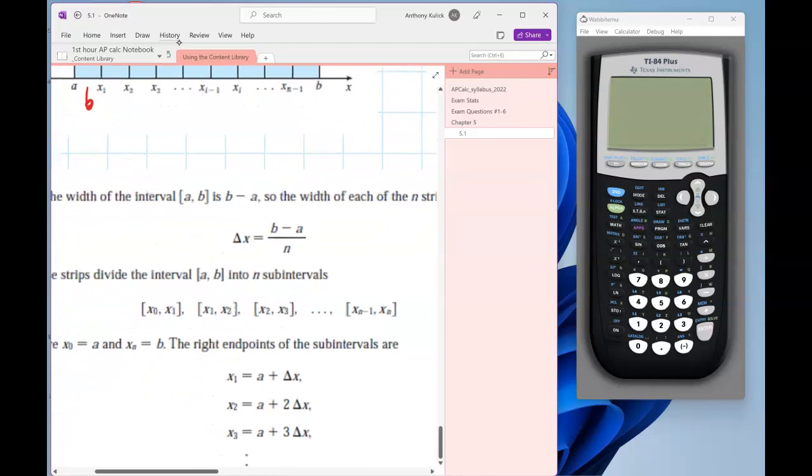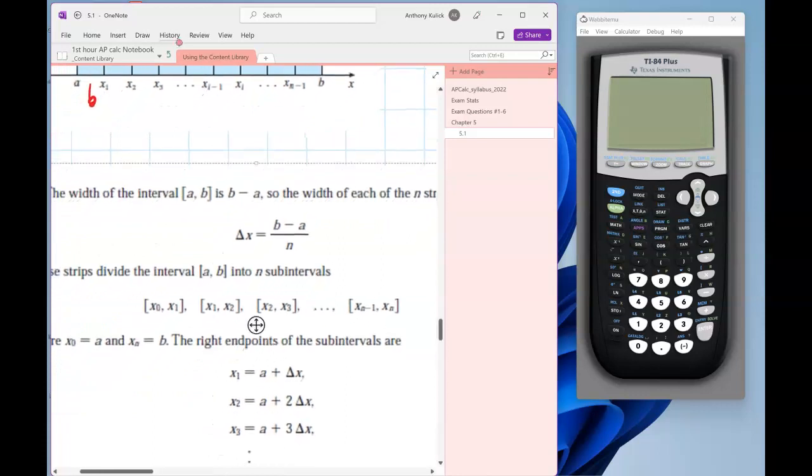So our subintervals then would be x0, which is a, to x1, x1 to x2, x2 to x3, x_{n-1} to xn, which is also b, right? So those are just the names of the subintervals that we're going to give them.